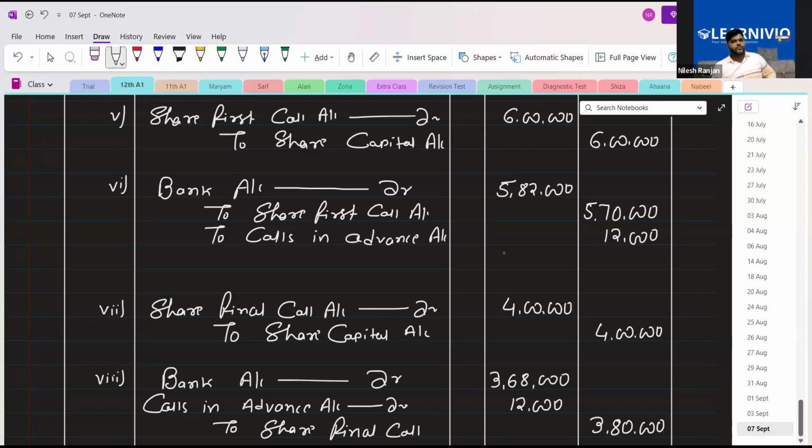There is one part still we have to do in this question, the balance sheet. The question is asking us to show the balance sheet also.